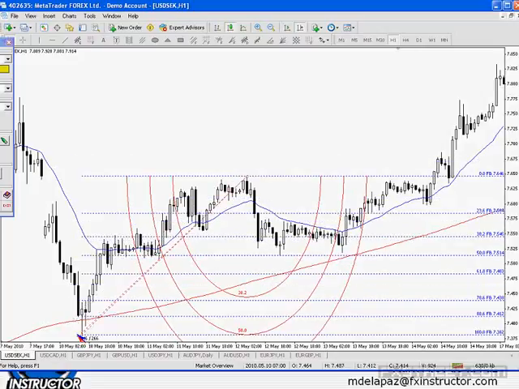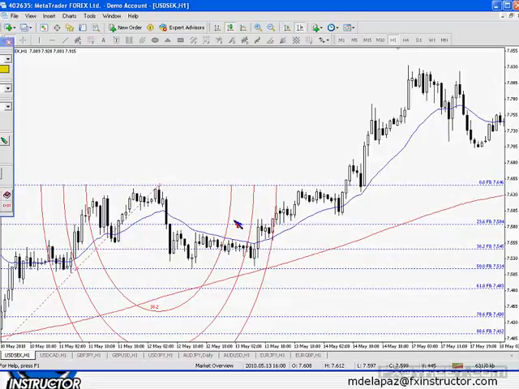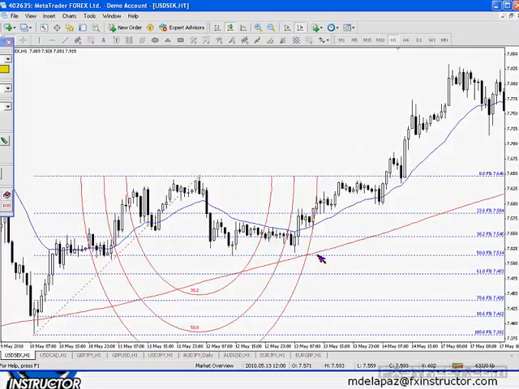Again, I don't use Fib Arcs myself, but in theory, you're supposed to see the arcs acting as support and resistances. Although if you look at it, I don't really see the arcs acting as support and resistance here.